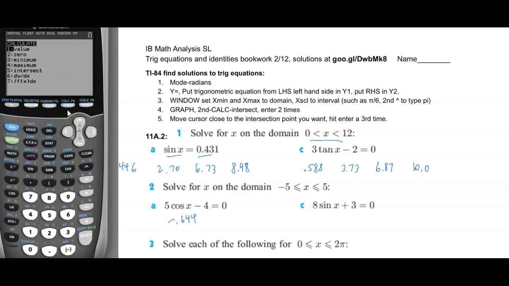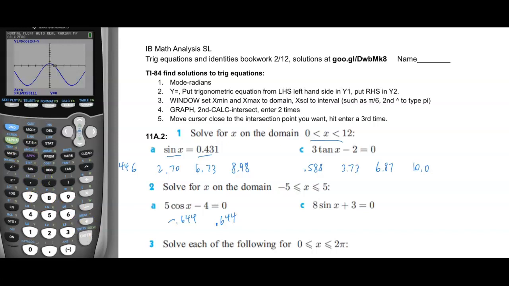Second calc 0. And we'll just move it slightly to the left of this intersection, hit enter. So now slightly to the right, and then guess, and the answer is 0.644. That makes sense, right? Symmetric. Left one's negative 0.644, right one's positive 0.644.